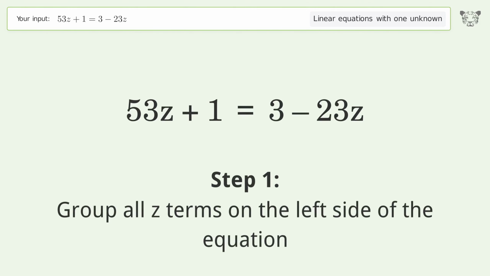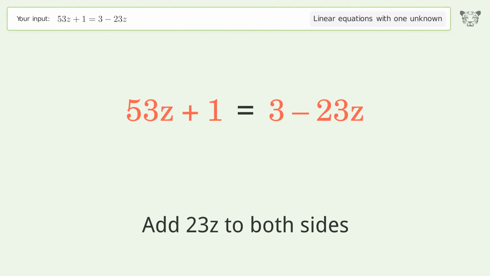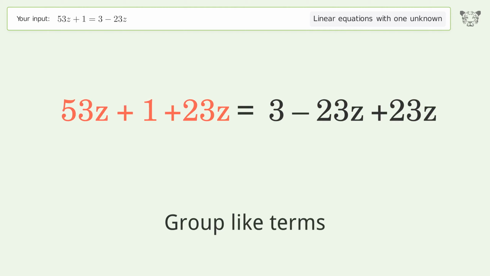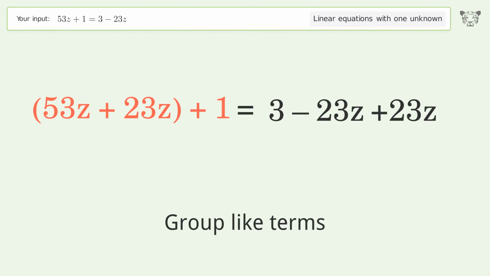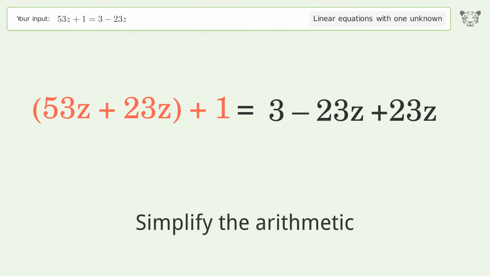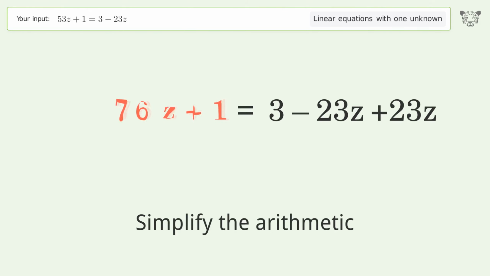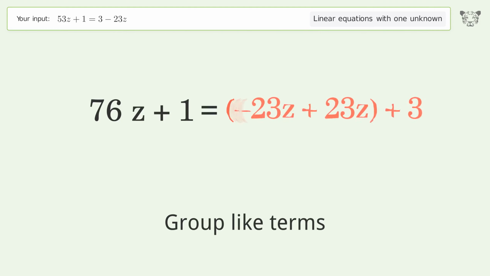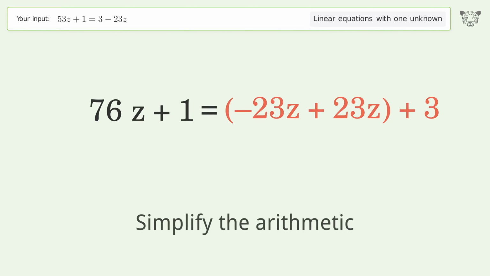Group all z terms on the left side of the equation. Add 23z to both sides. Group like terms. Simplify the arithmetic. Group like terms. Simplify the arithmetic.